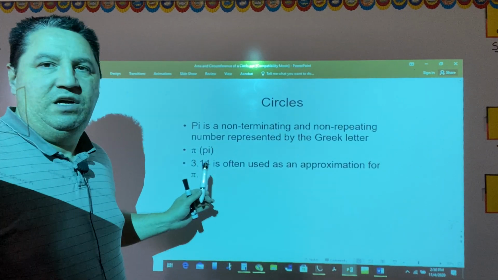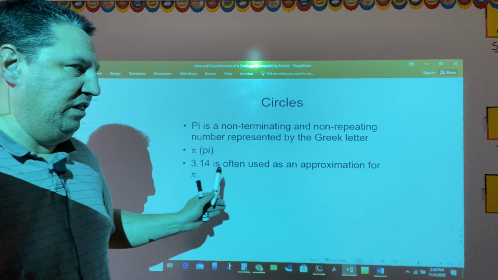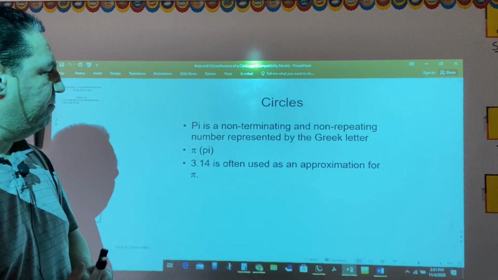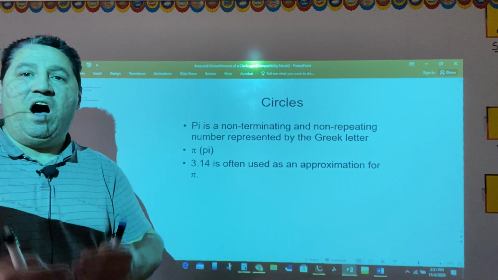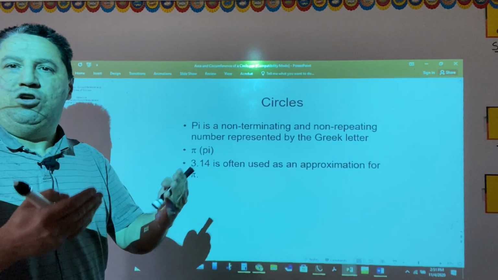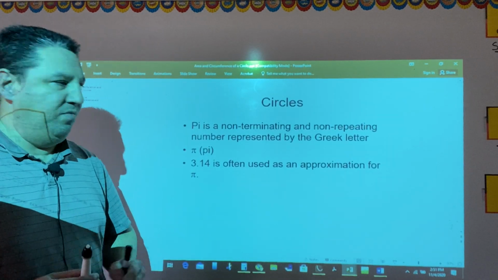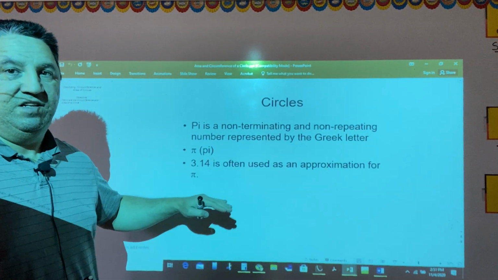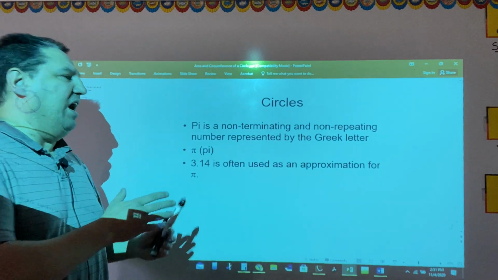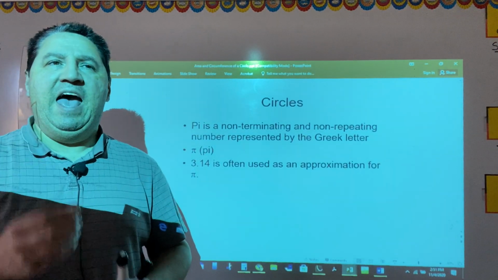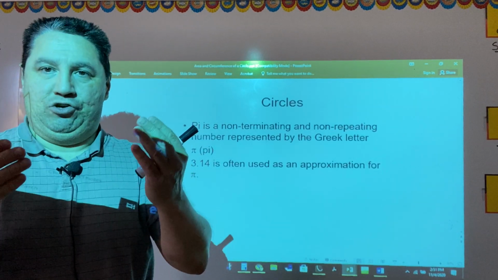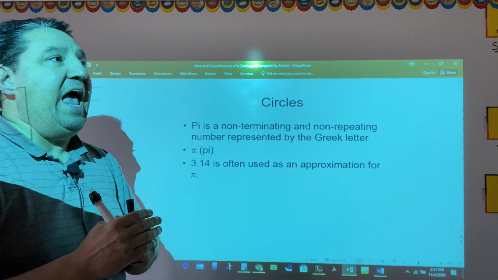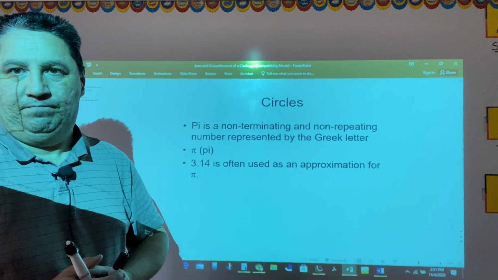I'm sure you are familiar with this symbol. We use it a lot, even in middle school. And this number is a constant. We usually use 3.14 as an approximation of this number. In fact, we can define the number pi as the ratio of the circumference of a circle and the diameter of the circle.